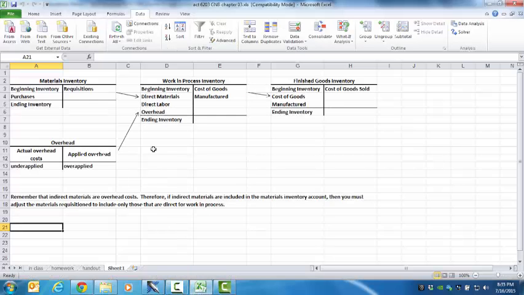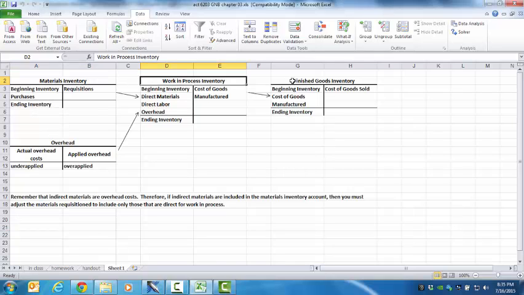I'm going to use a tool in accounting called a T account. It's just a way of tracking inputs and outputs. So I'm going to set one up for each of those three inventories: materials, work in process, and finished goods. And I want you to think of everything on the left side of this T account as an input, and anything on the right as an output that is leaving it.